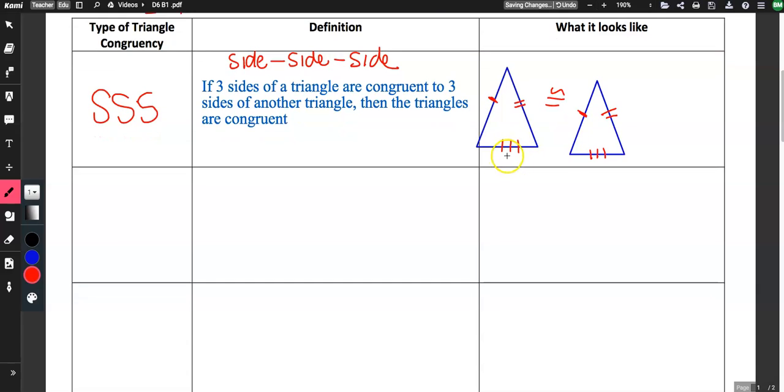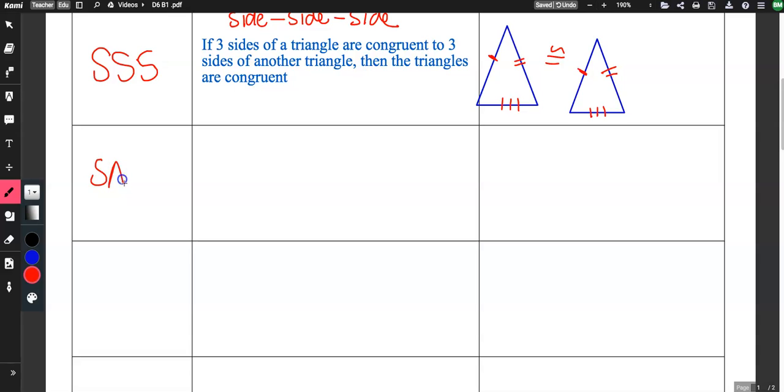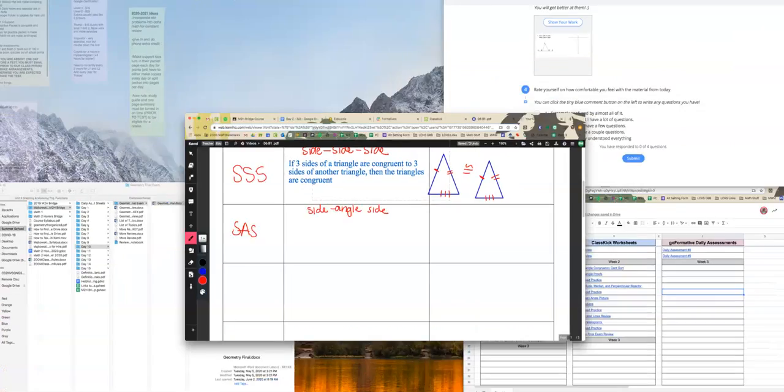Okay. Our next type of triangle congruency: side, angle, side. And what that one means, sorry.